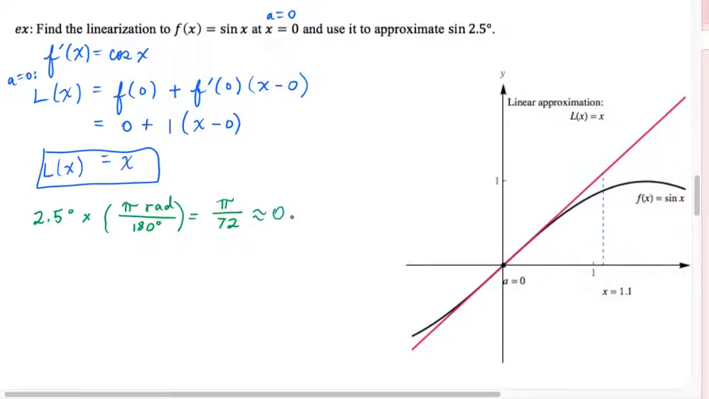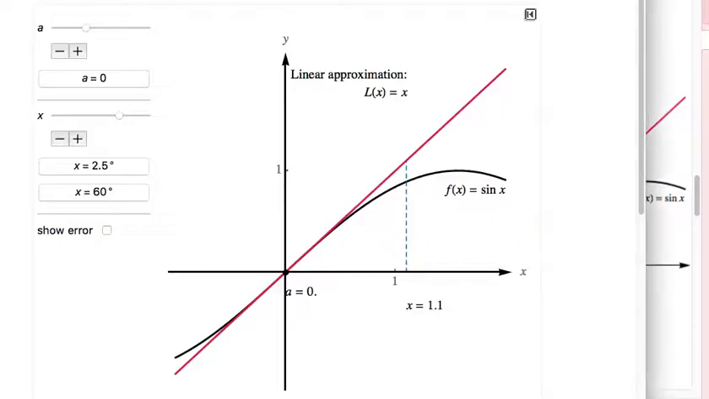And if you approximate that, that's about 0.04363 radians. Okay, so 0.04 is pretty close to 0. All right, and let's zoom in on the graph here and see what happens. So if a is equal to 0, oops, should move that. A is 0. Get that back there.